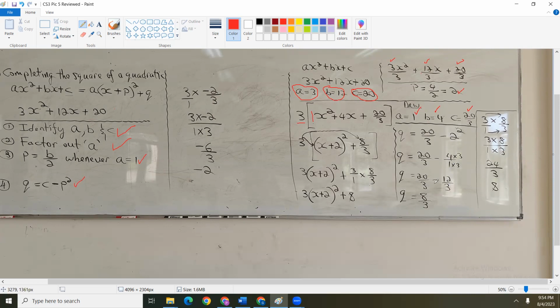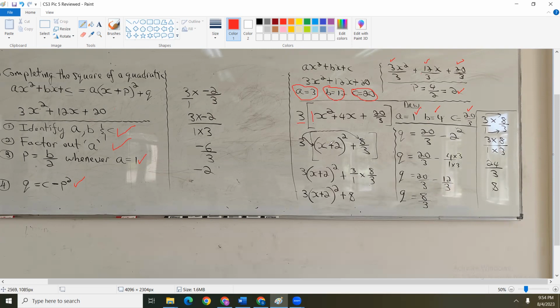So you have 20 over 3 minus 12 over 3. Whenever your denominator is common, you can subtract the numerators. 20 minus 12 will give us 8 over 3. Q is equal to 8 over 3. So now we can proceed to write plus Q, plus 8 over 3.